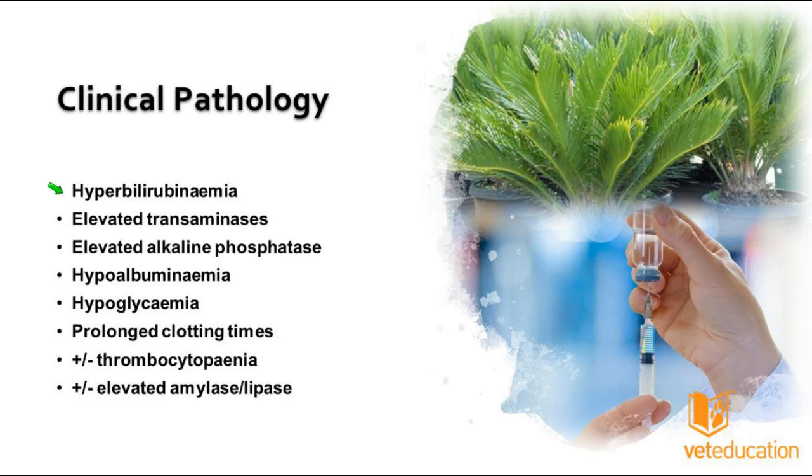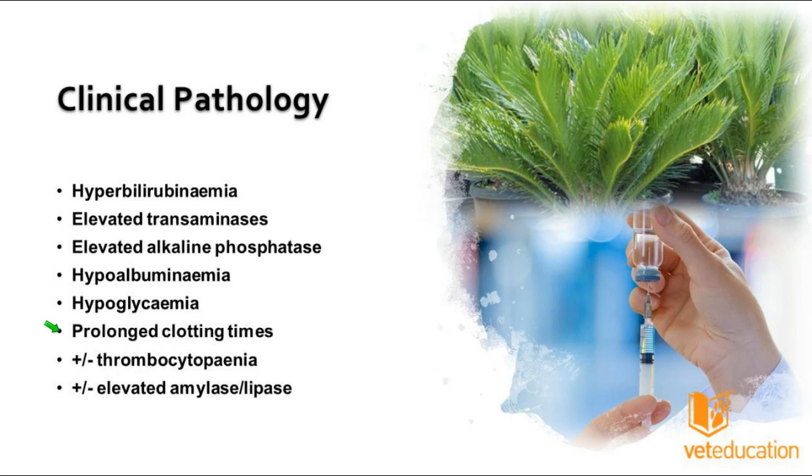Clinical pathology is classically characterized by hyperbilirubinemia. ALT and AST will be elevated. We'll see an elevation in alkaline phosphatase. As the disease progresses over perhaps 1 to 2 days, the albumin concentrations can begin to fall. Hypoglycemia can also begin to become a feature of the disease as well. So it's really important, just as a side note, if you're seeing persistent central nervous system dullness in these patients, to be sure that you are monitoring these patients' glucose concentrations.